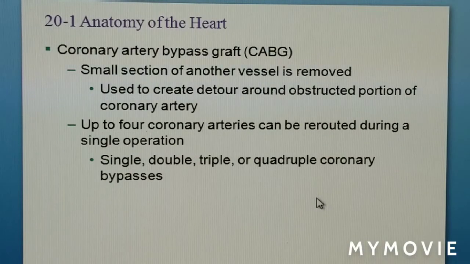Coronary artery bypass graft. A small section of another vessel is removed, used to create a detour around the obstructed portion of the coronary artery, which reminds me, when we're young and we have a problem with an artery, it gets obstructed, the body has the ability to grow another one right around it and continue the blood supply. This changes as we get older and we don't have the ability to make new blood vessels like that. Up to 4 coronary arteries can be rerouted during a single operation. A single, double, triple, or quadruple coronary bypass.